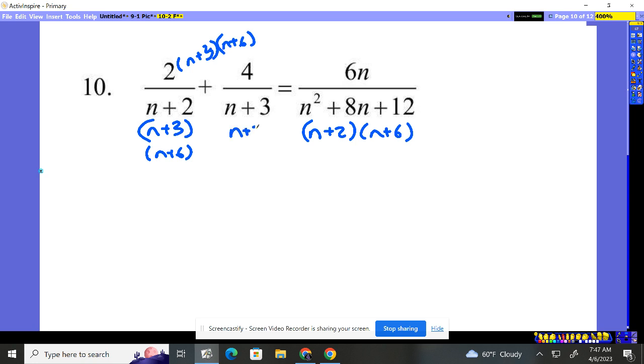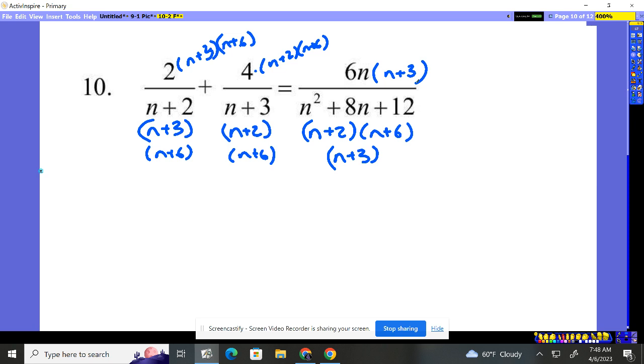This n plus 3 needs an n plus 2, but it also needs an n plus 6, because all of them are going to need the n plus 2, n plus 3, and n plus 6. So this 4 will get multiplied by the n plus 2, n plus 6. And finally, this guy has n plus 2, n plus 6. He needs the n plus 3. So we're going to multiply him by an n plus 3.